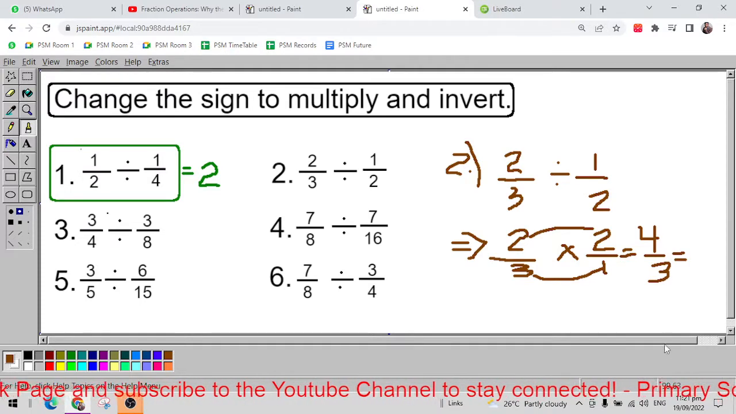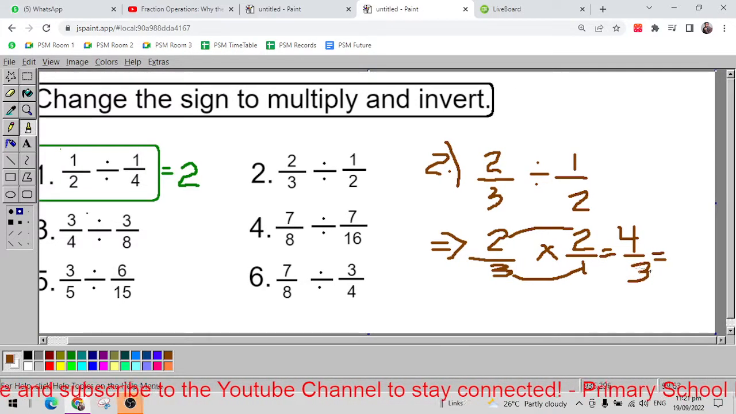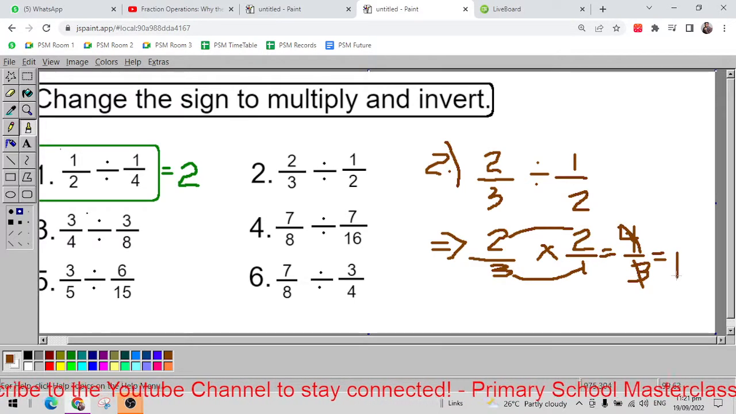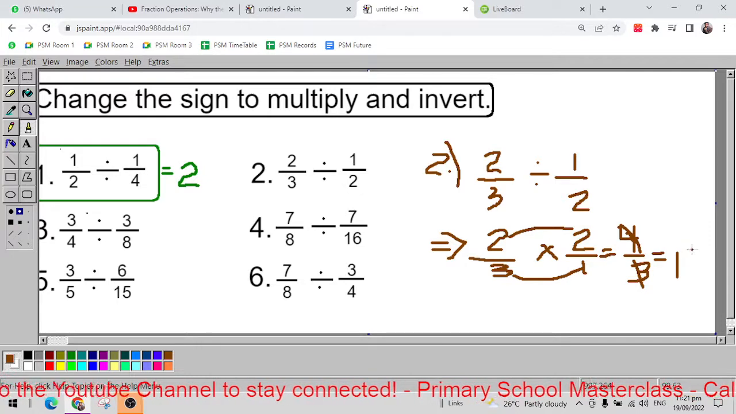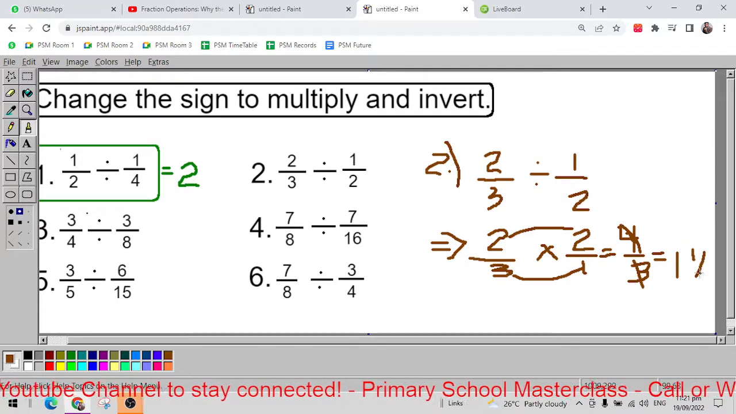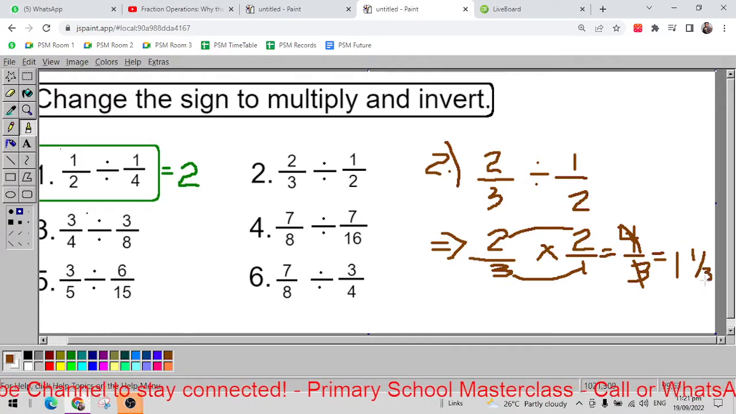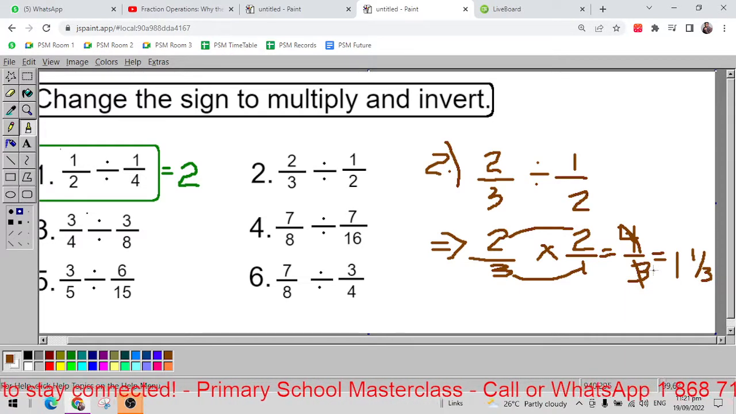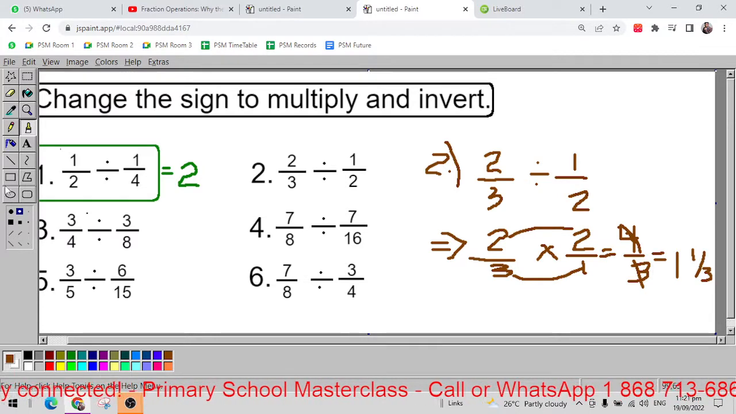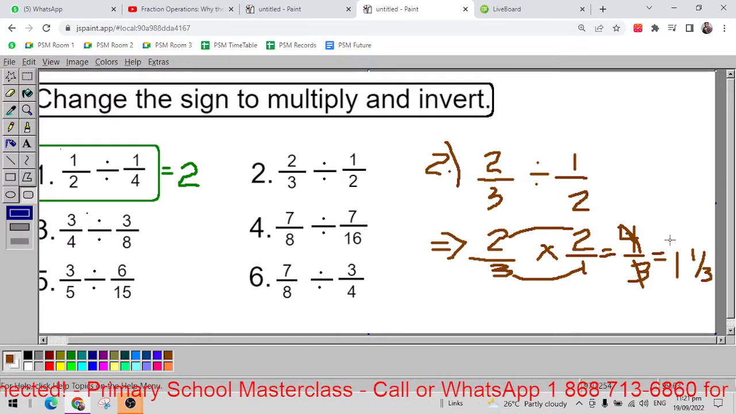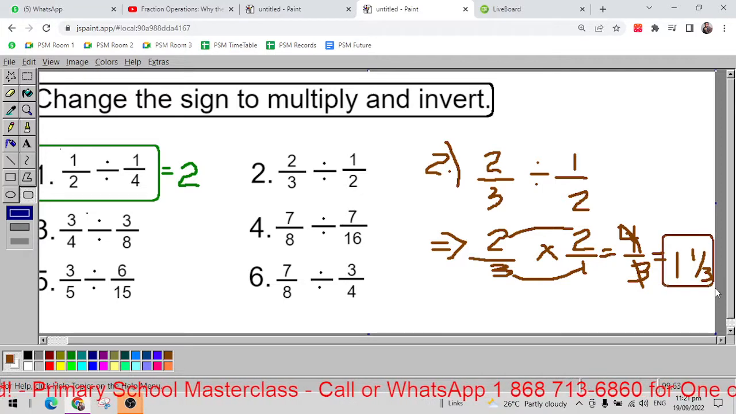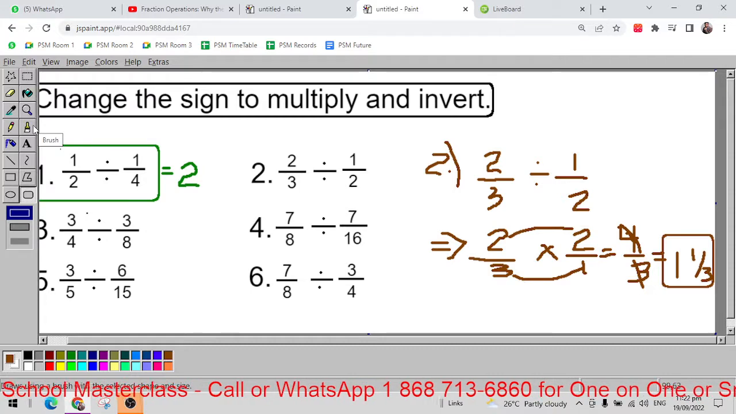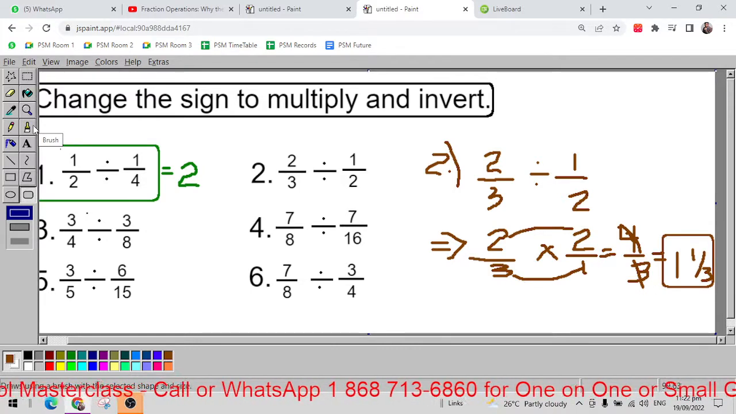Or, you know, in mathematics, we like to write things as mixed numbers. So I can say 3 into 4 is 1, and then remainder 1. And then I write the denominator, which is what I divided by, the 3. So 4/3 is the same thing as saying 1 1/3. So that's going to be my final answer there. The answer for number 2 is going to be 1 1/3.